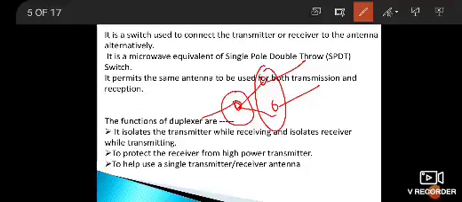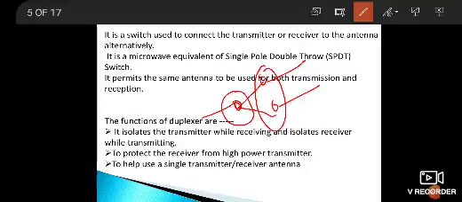Single pole double throw. We have a single switch which is used for connecting the two connections. A duplexer is nothing but a single switch which is used for connecting the transmitter as well as the receiver to the antenna. It works as a single pole double throw switch, and it permits the same antenna to be used for both transmission and reception.